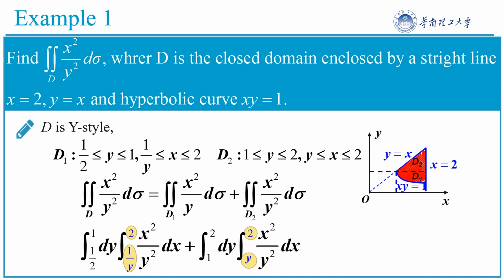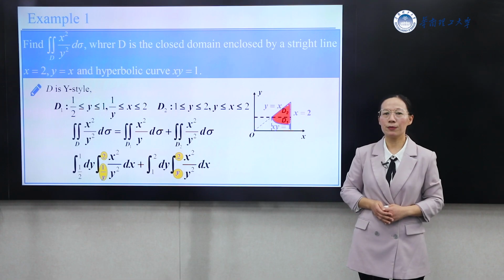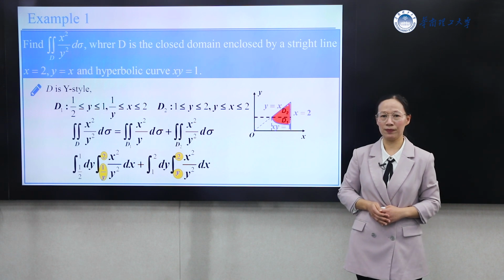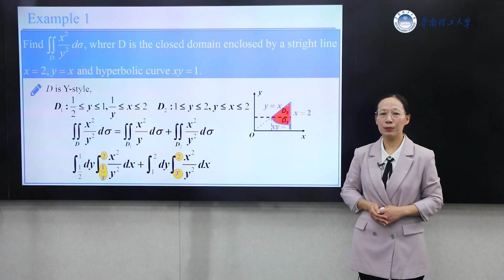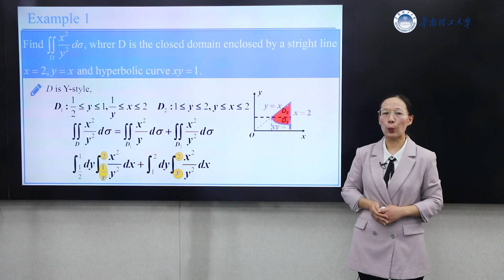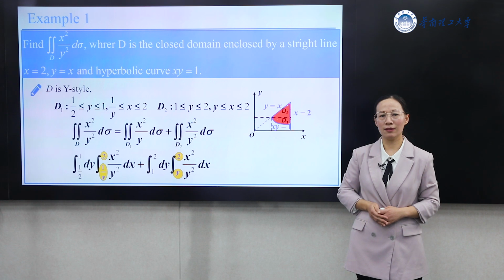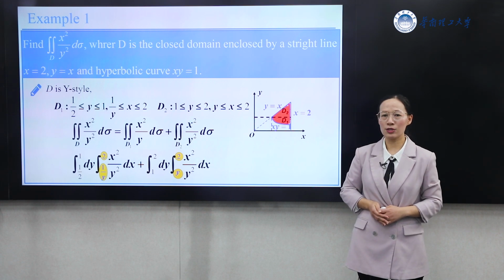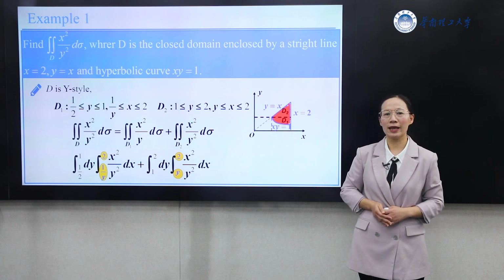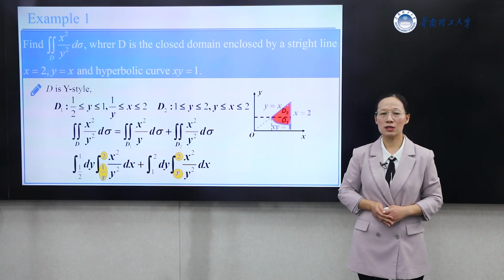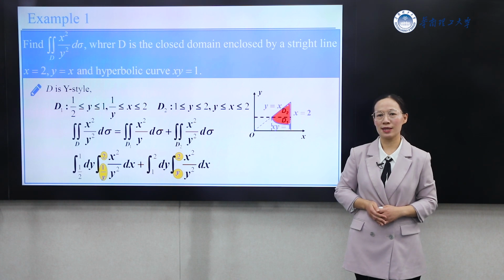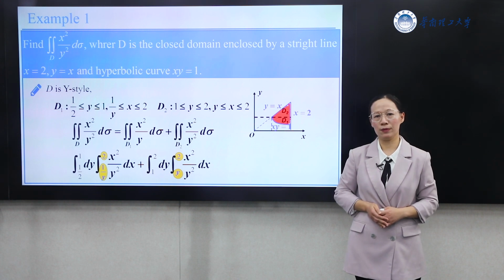These two double integrals both can be converted into iterated integrals. First, perform the inner integration with respect to x. Then perform the outer integration with respect to y. From these two methods, we can see that the first method is simpler. So, try not to divide the region into blocks if it is possible.